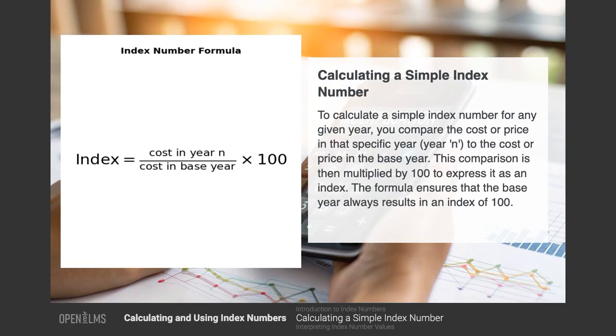Calculating a simple index number. To calculate a simple index number for any given year, you compare the cost or price in that specific year, year N, to the cost or price in the base year. This comparison is then multiplied by 100 to express it as an index. The formula ensures that the base year always results in an index of 100.